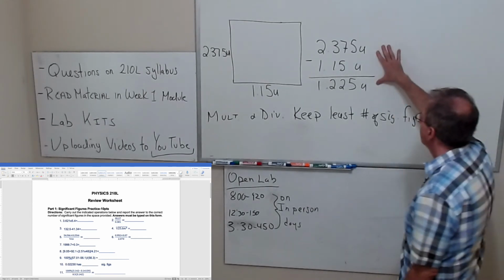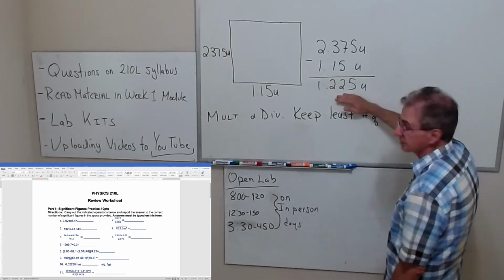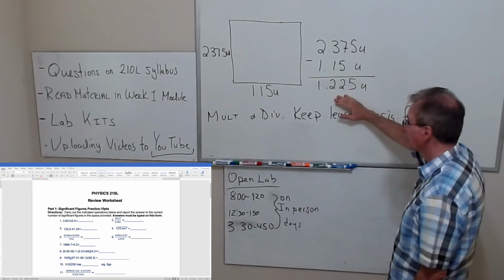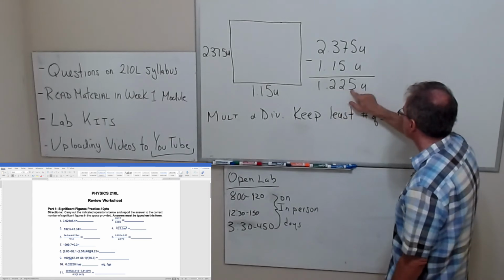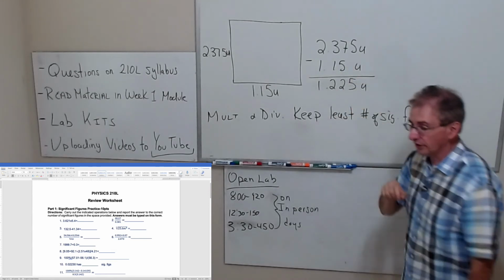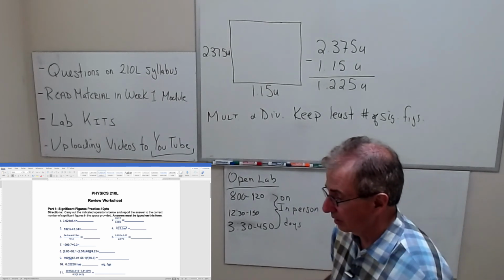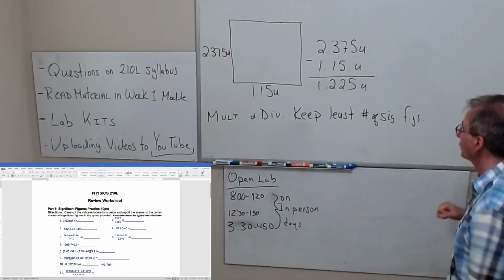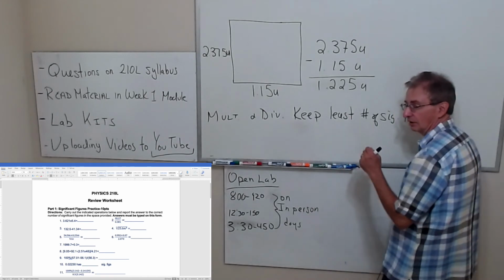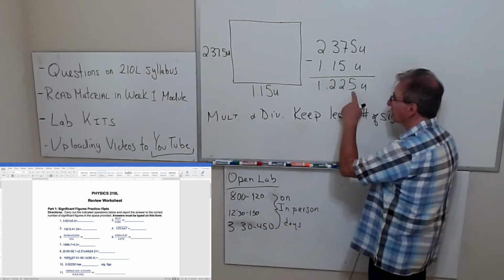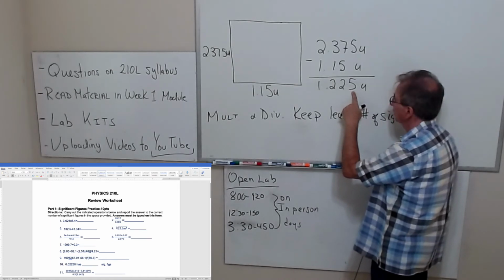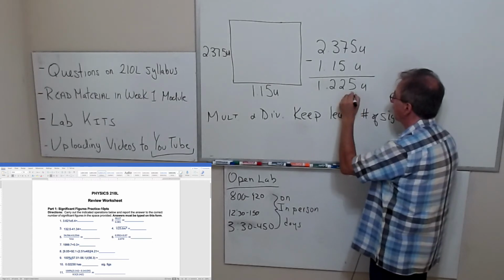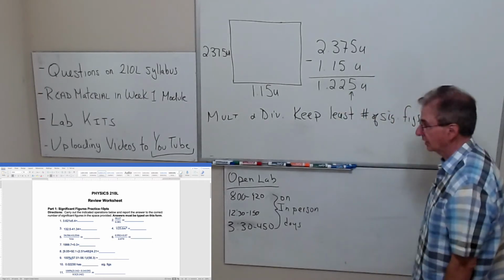So I subtract these two, and I get this value. This is wrong, because I'm saying that I trust what I calculated more than what I measured. So I got to round this off. But when I round this off, there's a problem. This is a 5. 5 is exactly halfway between 1 and 9. What do I do with this 5? How am I going to round this?